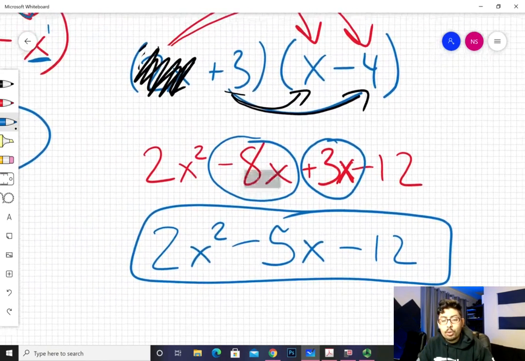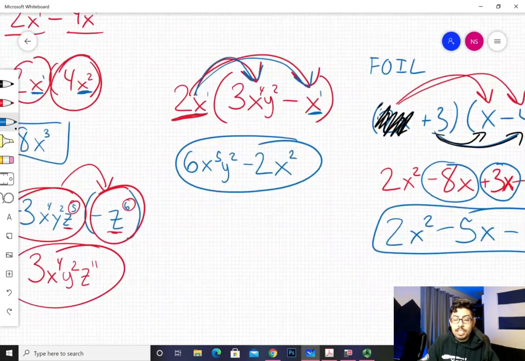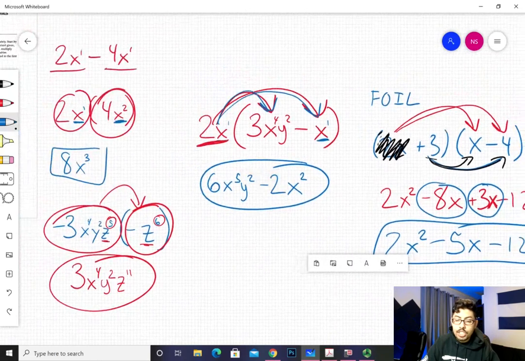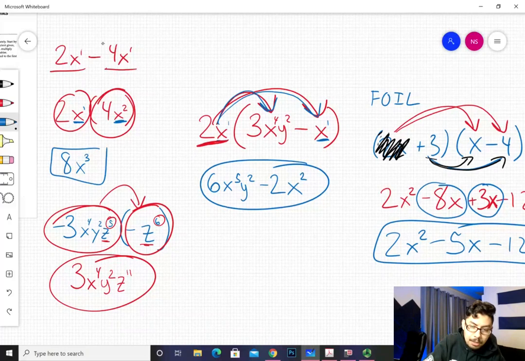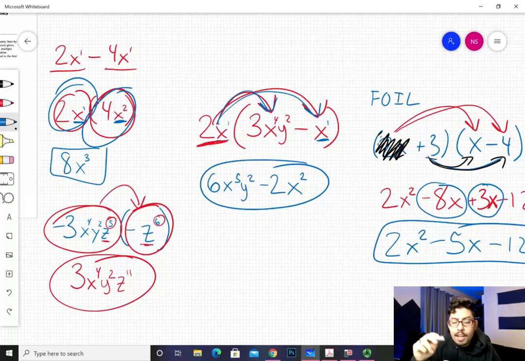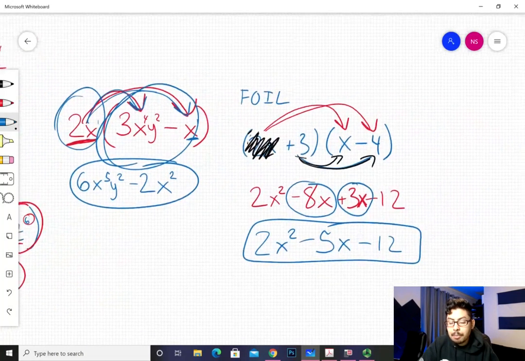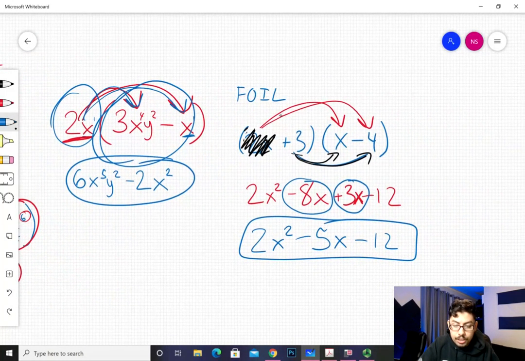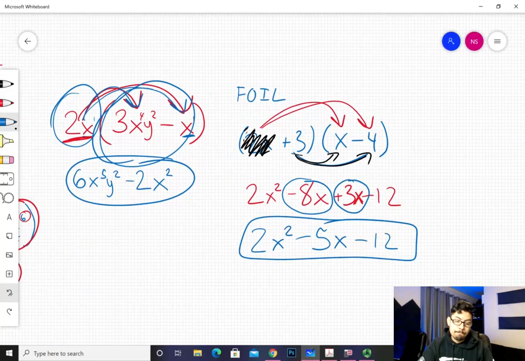But this is how you do your 3 multiplication problems. In the worksheet, it's going to be separated. Part A is going to be problems like these, the 1 term times 1 term. Part B is the distribution, which means the 1 term times 2 terms inside of parentheses. And then part C is your FOIL. It's your 2 terms in parentheses times 2 terms in parentheses.